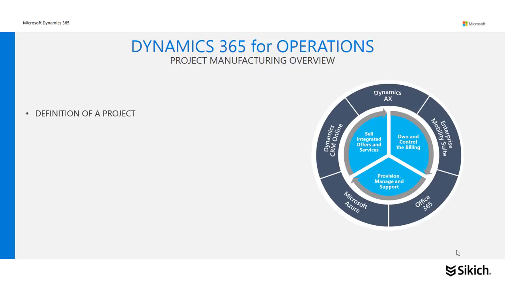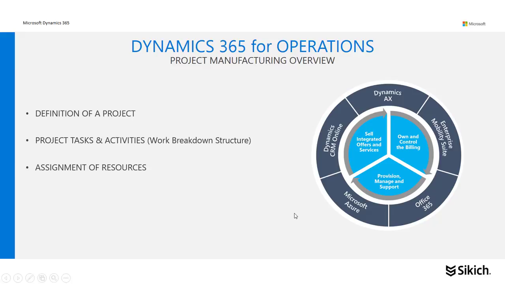Today we're taking a quick look at project manufacturing capabilities within Microsoft Dynamics 365 for operations. During this overview, we will talk about how a project is defined within the system. We'll talk about the project tasks and activities, also known as a work breakdown structure. We'll look at the assignment of resources or employees to those WBS activities and how that can be managed.